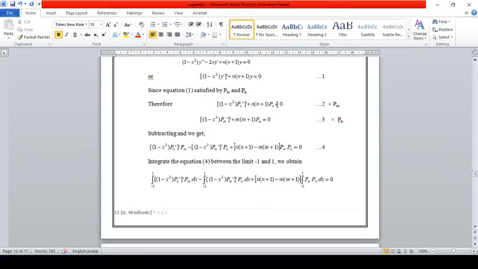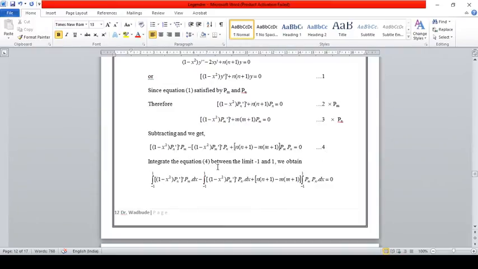Now equation 2 is multiplied by P_m and equation 3 is multiplied by P_n, and we subtract. After subtracting, we get d/dx[(1 minus x^2) P_n'] times P_m minus d/dx[(1 minus x^2) P_m'] times P_n is equal to [m(m+1) minus n(n+1)] P_m P_n, where P_m P_n is common. This is equation number 4.